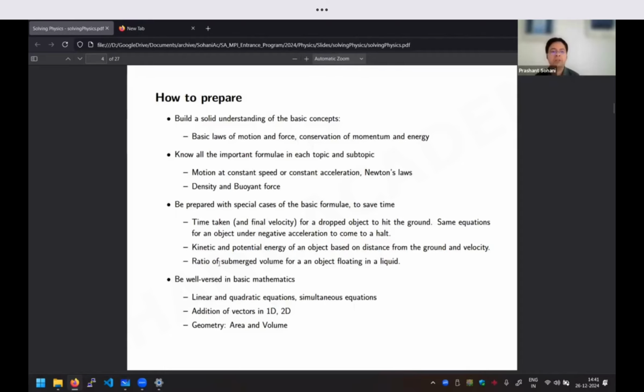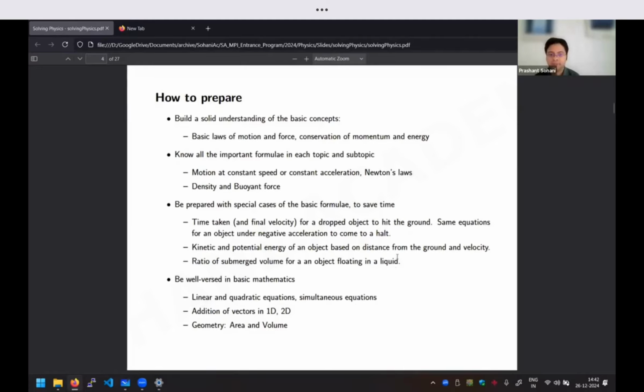Another very typical example is in the case of density and buoyancy. We often have some object which is floating in liquid. Then you should have the formula ready for what is the density of the object versus the liquid. We will derive this formula today: what is the ratio of the volumes of the submerged part and the total volume. So all of these are shortcuts which will save you time. All of this is important for this kind of exam because time management is also one of the important aspects of doing well at an exam like this.